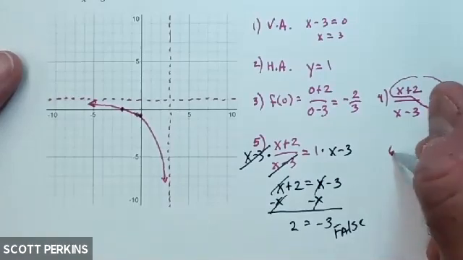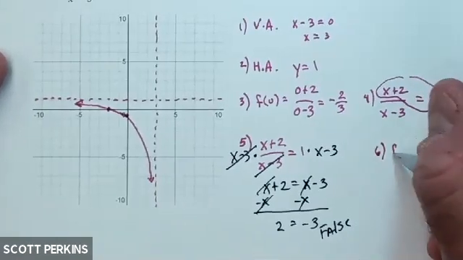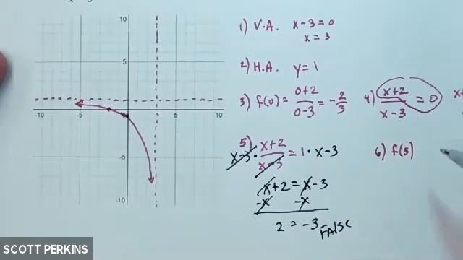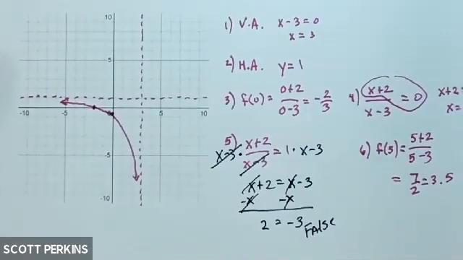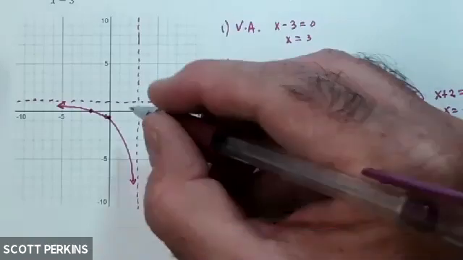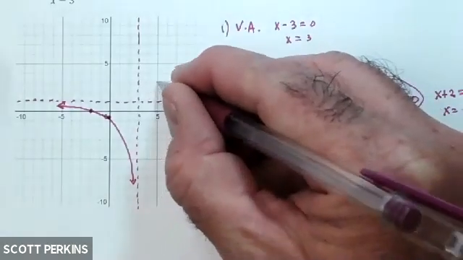So here's step 6. I'm just going to plug in 5 into my function. So the numerator becomes 5 plus 2. The denominator is 5 minus 3. That's 7 over 2, and my calculator tells me that's 3.5, because I often have an easier time graphing decimals. So I go to my graph, 5 and 1, 2, 3.5.